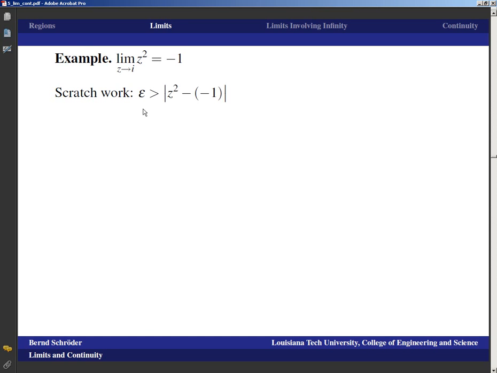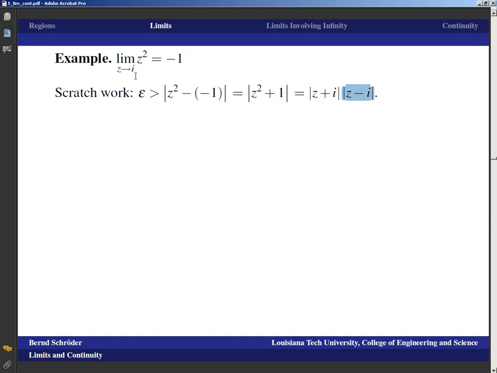So what I need at the end of the proof is that epsilon is greater than the absolute value of z squared minus -1. Well, that's the absolute value of z squared plus 1. If I factor that, that's the absolute value of z plus i times the absolute value of z minus i. The z minus i is something I can control, because z goes to i, so this is going to get small. For the z plus i, the only thing that could make our argument go wrong is that z plus i could get large.